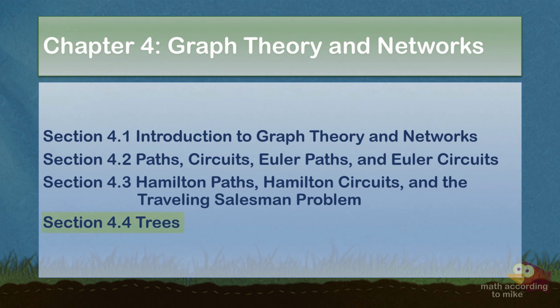And then in section 4.4, trees. Hooray! You're going to love that too. You'll learn what a tree is, and you'll learn the various types of trees. And the one that we really care about is what's called a minimal spanning tree. So how would you branch out to various points, but using the least amount of distance, so to speak, depends on the problem. So that's chapter 4 in a nutshell. Graph theory and networks.